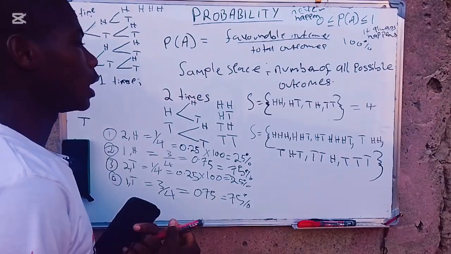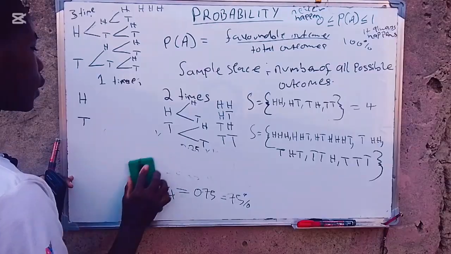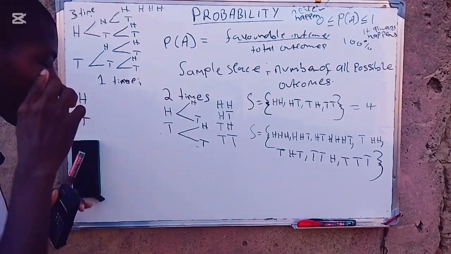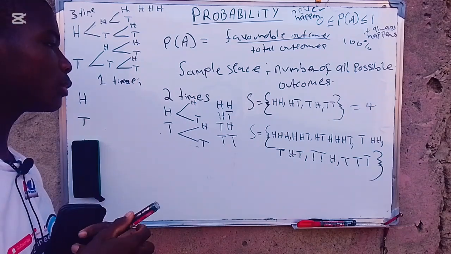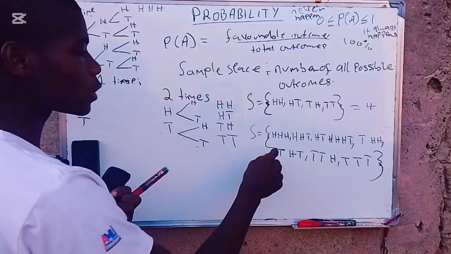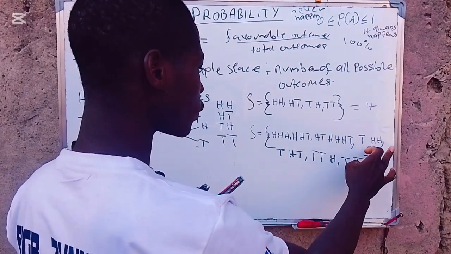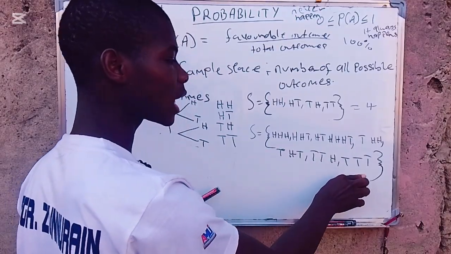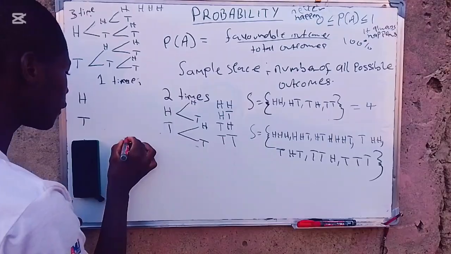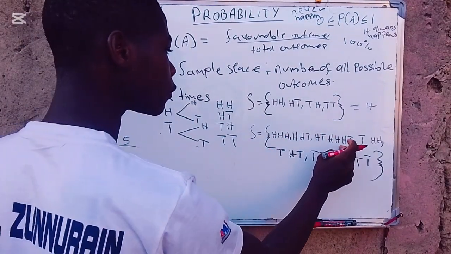So suppose we have another question that says, when a coin is tossed 3 times, what will be the probability of at least getting 2 heads? We have 2 heads here, we have 2 heads, we have 2 heads, we have 2 heads. Only this one we don't have 2 heads. So 1, 2, 3, 4, 5. So this should now be 5 over the total outcomes, which is 8. 1, 2, 3, 4, 5, 6, 7, 8.